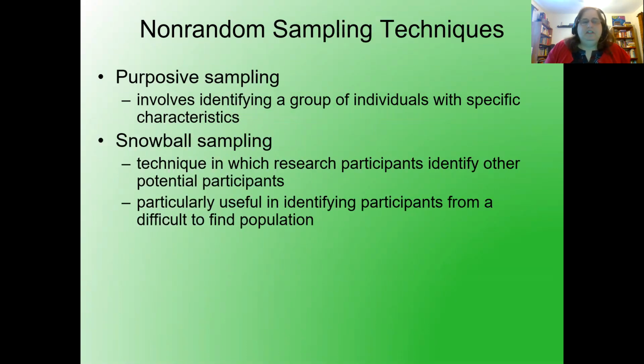Purposive sampling. This involves identifying a group of individuals with specific characteristics. Let's say you're interested in looking at college freshmen who have been diagnosed with ADHD, attention deficit and hyperactivity disorder. If you're going to do it at Westchester University, let's say, and we're only looking at college freshmen, and we're only looking at those diagnosed with ADHD, we've already got ourselves a smaller population from which we're trying to get our data. We may need to get almost everyone that we can who meets these criteria. Okay.